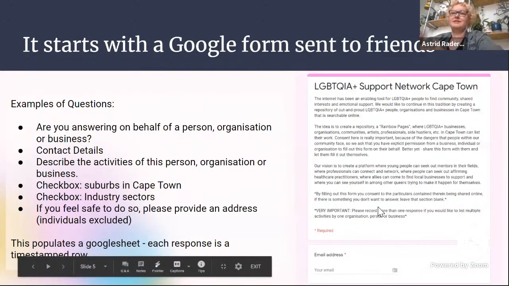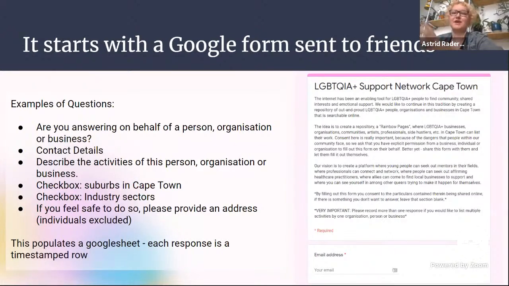Cool. So it starts with a Google form that I sent to my friends. These are some examples of the questions that are in the form. So are you answering this form on behalf of yourself or an organization or a business? And do you have their consent to do that? What are the contact details of this person or business? Please describe the activities of this person. So this is a long form question where people can put in as much detail as they would like.